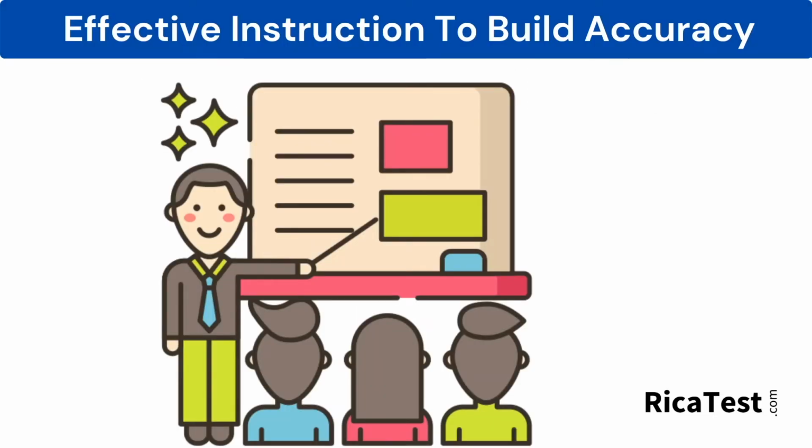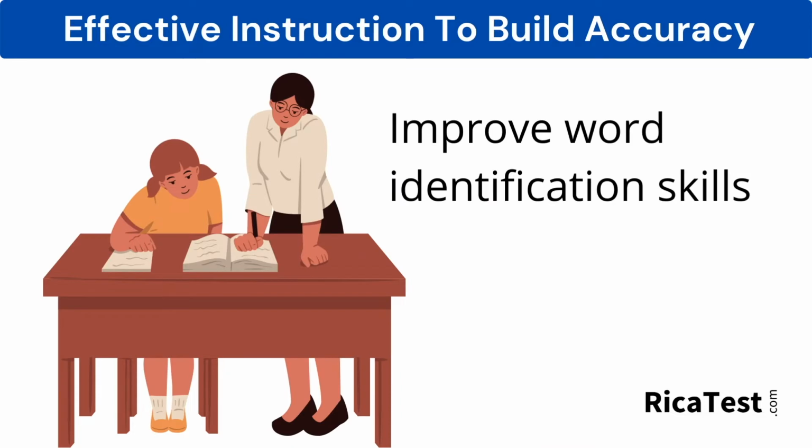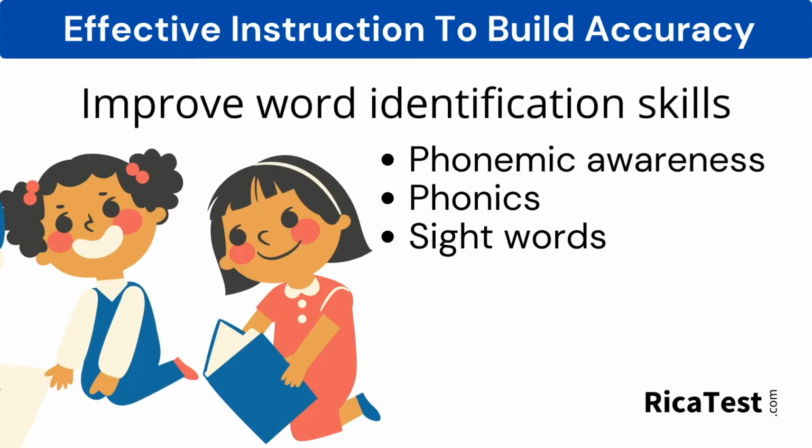When a teacher notices that a student needs to work on a specific fluency component, being accuracy, rate, or prosody, the teacher needs to use direct and explicit instructional strategies to meet the student's needs. If a student struggles with reading accuracy, work on improving the student's word identification skills. For very young learners, teachers need to provide direct and explicit instruction in phonemic awareness, phonics, and sight words.